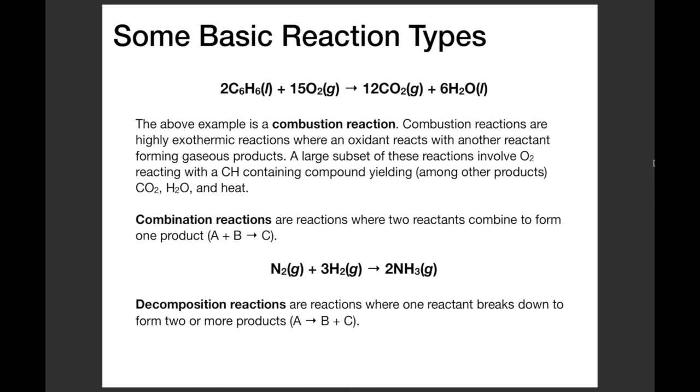A third type of reaction is a decomposition reaction. A decomposition reaction is the opposite of a combination reaction. One reactant is breaking down into 2 products. An example of this reaction is 2 sodium azides forming 2 sodiums plus 3 dinitrogens. This is the reaction that inflates the airbag in a car. Sodium azide rapidly reacts, producing a large quantity of N2 gas, which inflates the airbag.